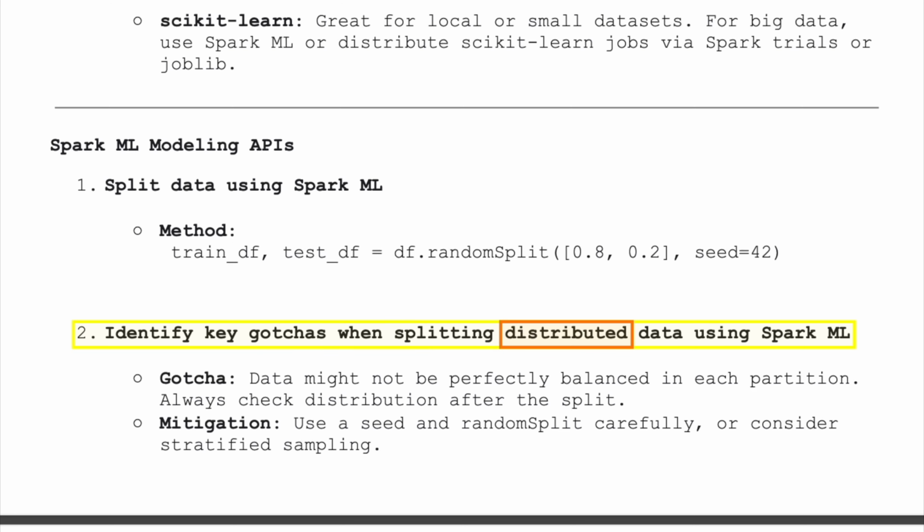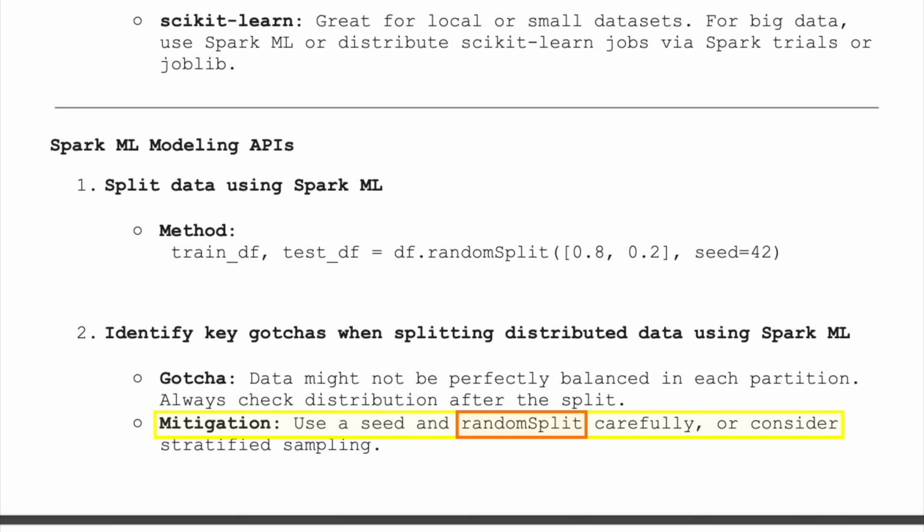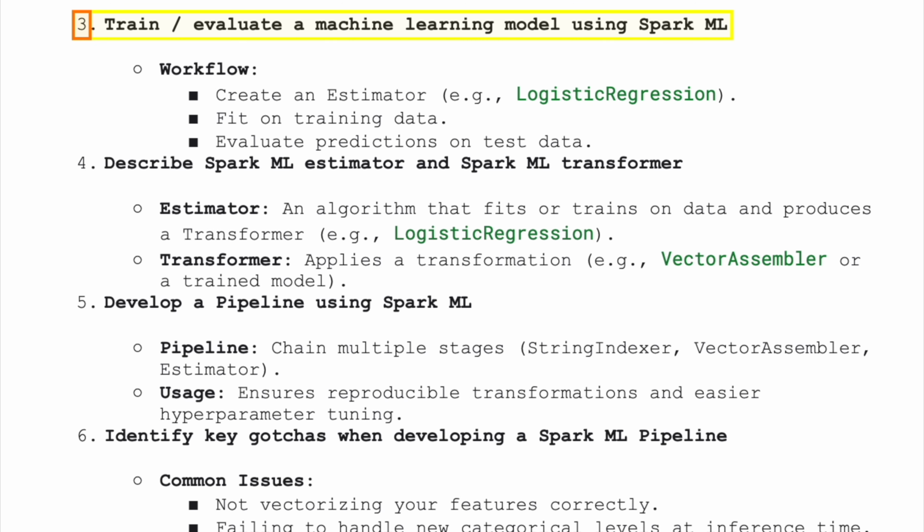When splitting distributed data using Spark ML, a gotcha is that data might not be perfectly balanced in each partition. Always check the distribution after the split. Mitigation: use a seed and random split carefully, or consider stratified sampling. 3. Train and evaluate a machine learning model using the Spark ML workflow.